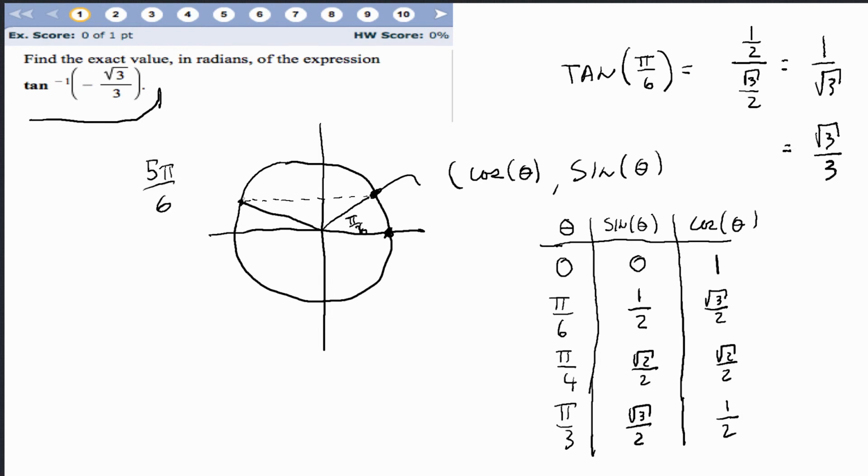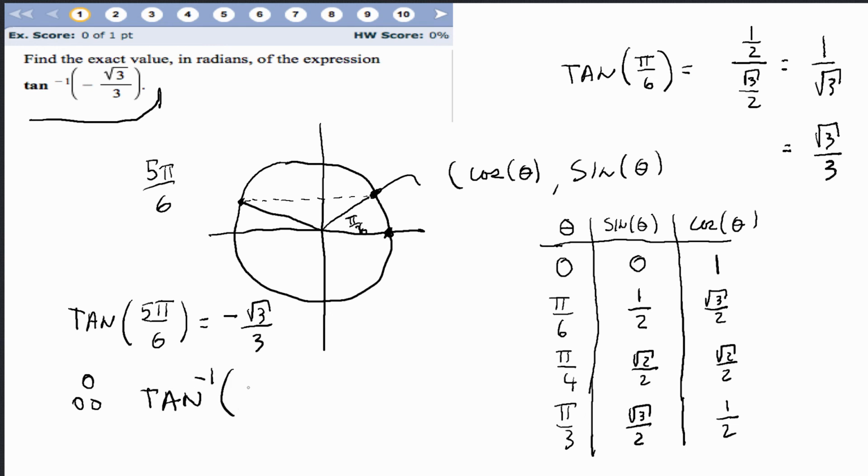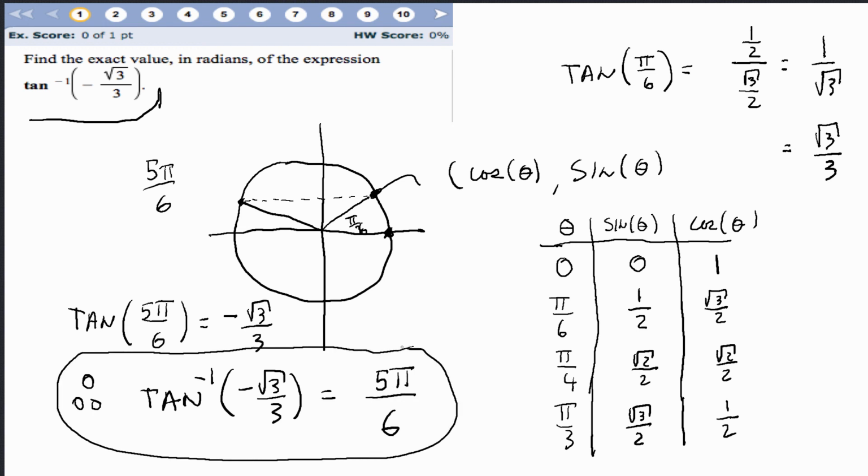And so what we see is that the tangent of 5 pi over 6 is equal to negative square root of 3 over 3. And therefore, there we have it. Our conclusion is that when I calculate the inverse tangent of this quantity, we get 5 pi over 6. I hope this helps you out. That's just one of the mental gymnastics you need to go through to figure out these problems. All right, thank you very much.